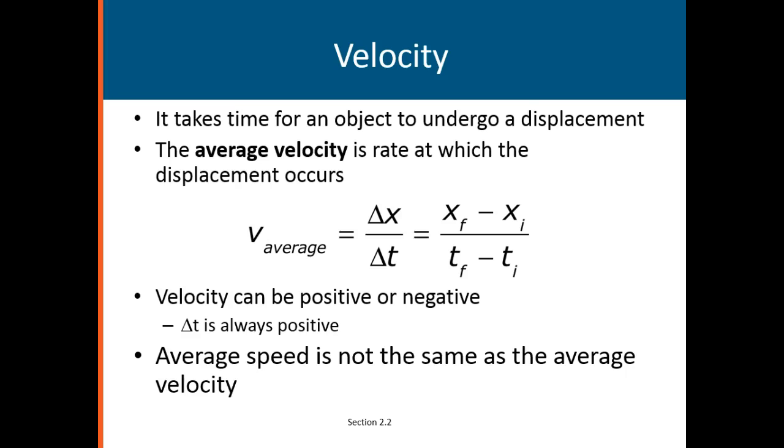Remember, your time interval is always, always positive. Displacement may or may not be positive, negative, or zero, and that will determine your average velocity sign. But your time interval is always positive.